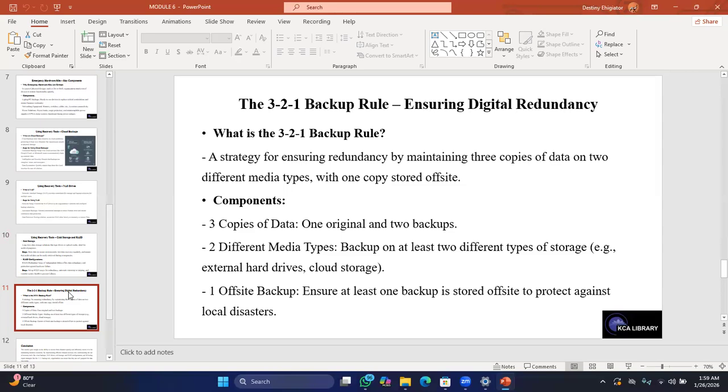You can store it on a standard hard drive. You can also store it on what? Cloud storage. These are 2 different media types. After having 3 copies of the data, 1 original and 2 backups, you now have 1 offsite backup. Ensure that at least 1 is stored offsite to protect against local disasters.